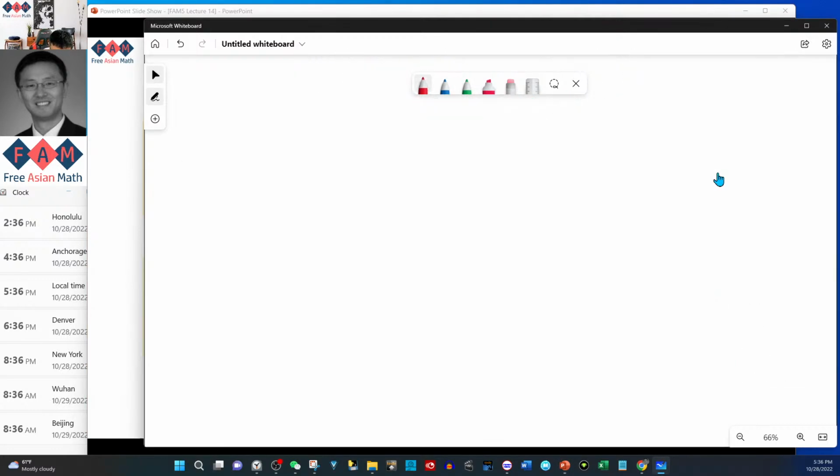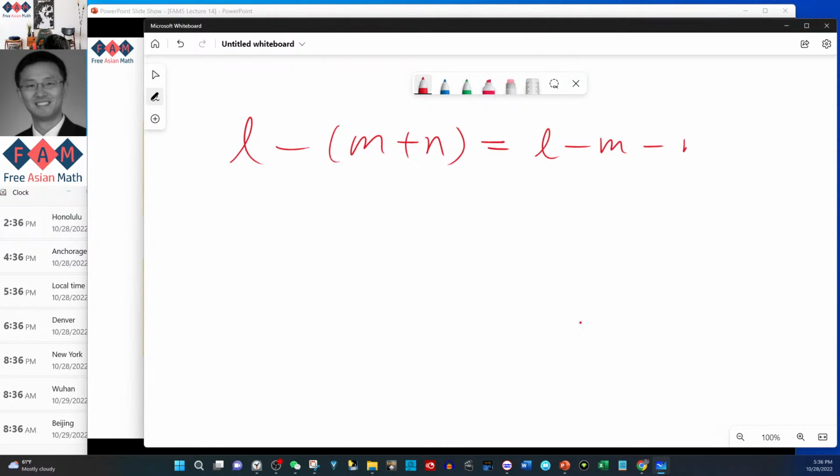We just proved this, right? Now we want to prove this one, L minus (M minus N) equals L minus M plus N. We don't know how yet. Let's give it a try. How do we prove this?